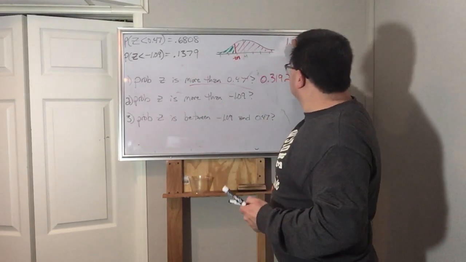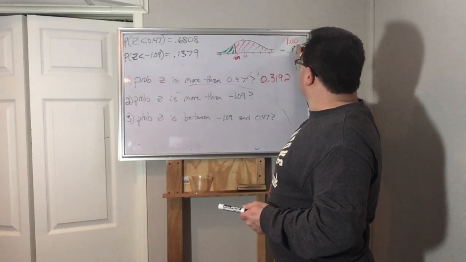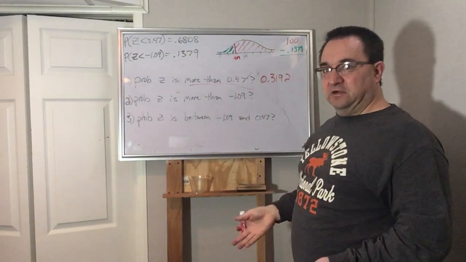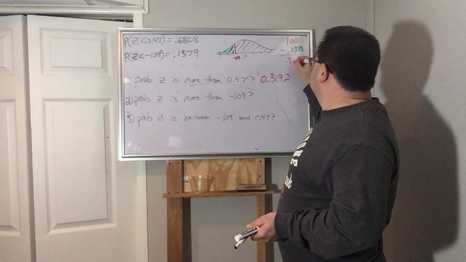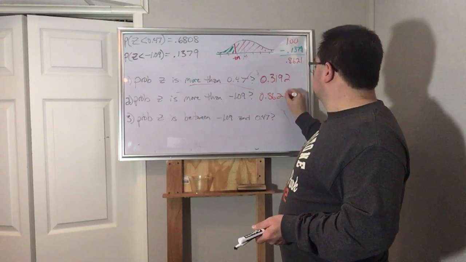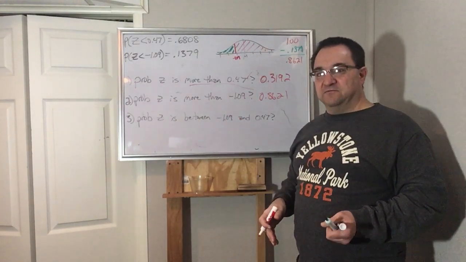All of it is 100%. And we're going to take off the green part, and whatever's left would be the red part, that percent. So this would be, what is it, 0.8621. So 86% of all the data would be more than negative 1.09.